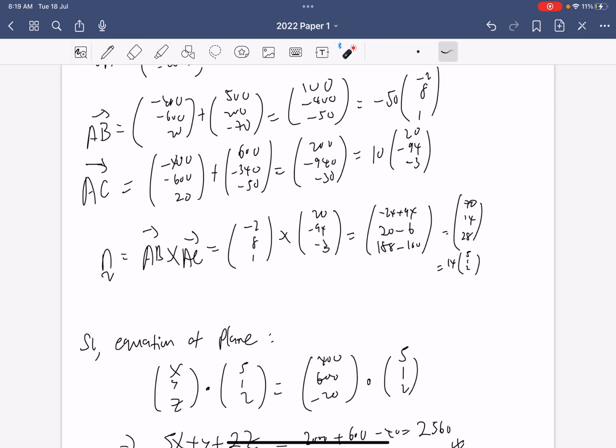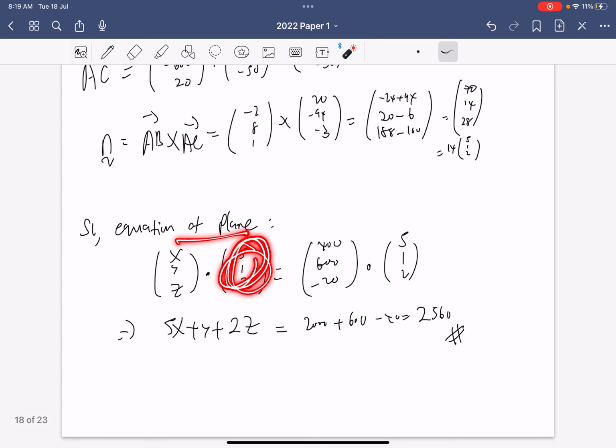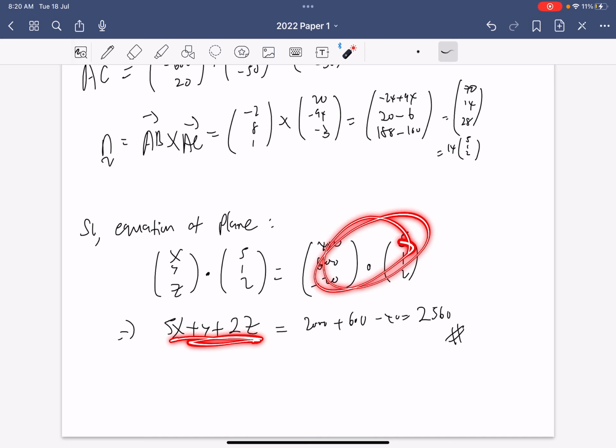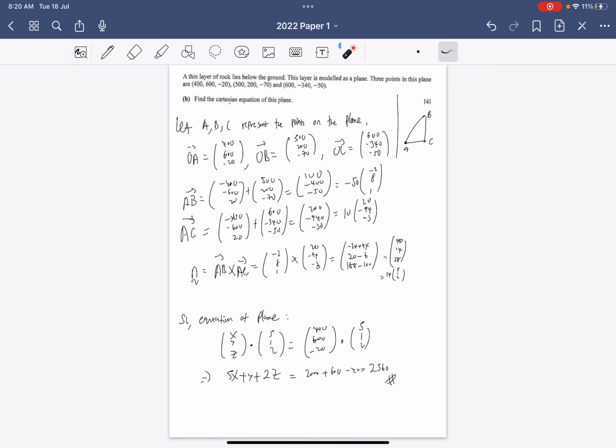So with that, you know that for the equation of the plane, you can take this normal that you found, but you can just take a simplified one that is in the same direction, and then just r dot the normal equals some point dot the normal. That's the formula. And we know this will expand out to 5x plus y plus 2z. And as for the right hand side, you just expand out using the dot product, which is just multiplying and adding, and then you get 2560. And this will be the Cartesian equation, since they want the Cartesian equation of the plane. Hope that's clear. We'll be moving on.